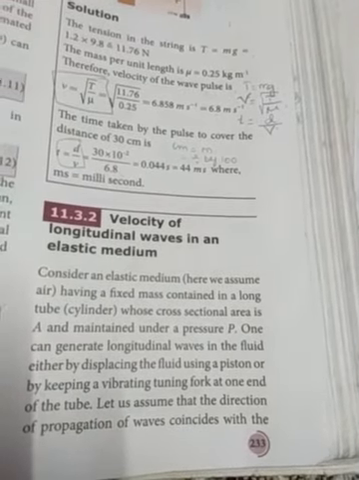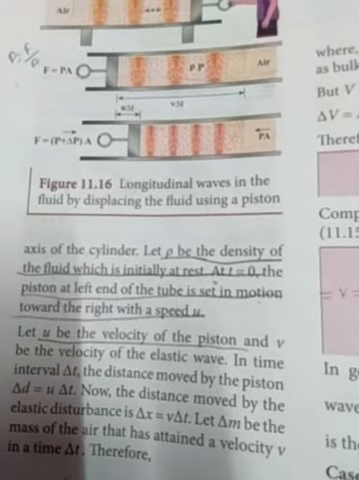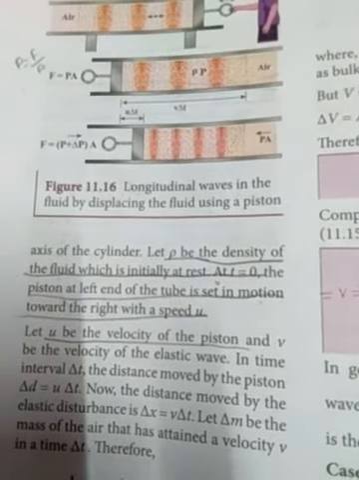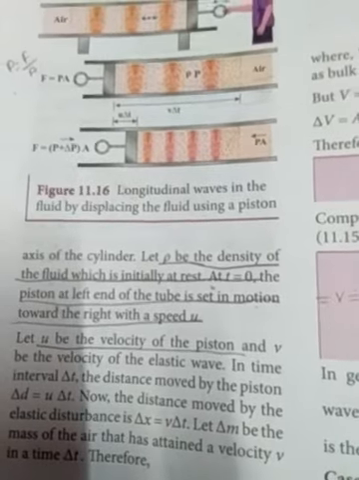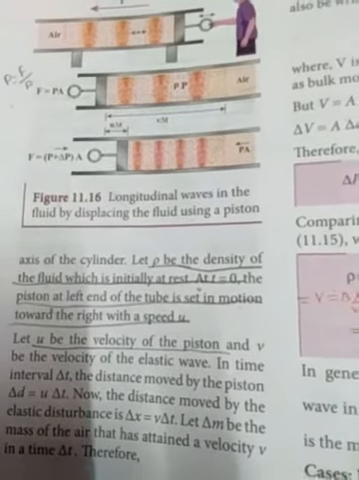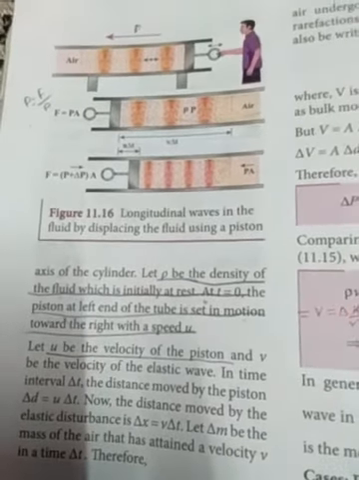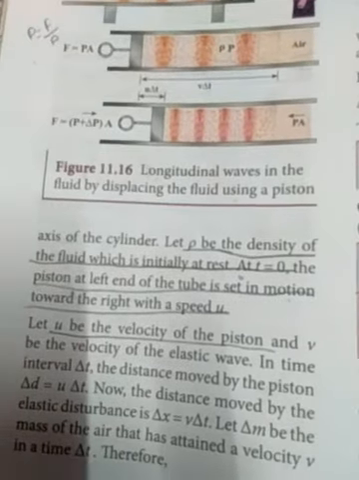Let us assume that the direction of propagation of the waves coincides with the axis of the cylinder. Let rho be the density of the fluid, which is initially at rest. So the density of the fluid we are taking as rho, and the rest time is t equal to 0.